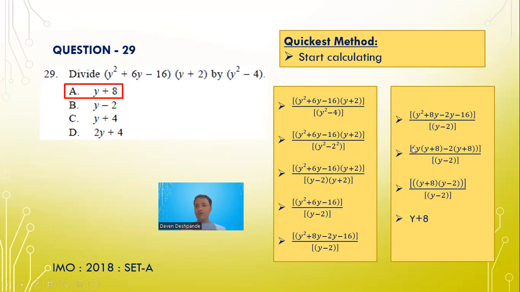And you take y out. So y into y plus 8, because this will be y square plus 8y. And you take minus 2 out: minus 2 into y plus 8, because it will be minus 2y minus 16. So we'll take y out from the first two terms and minus 2 from the last two terms. Now y plus 8 is the common term, and then y minus 2 and y minus 2 will get cancelled. What remains is y plus 8. So y plus 8 is the final answer.